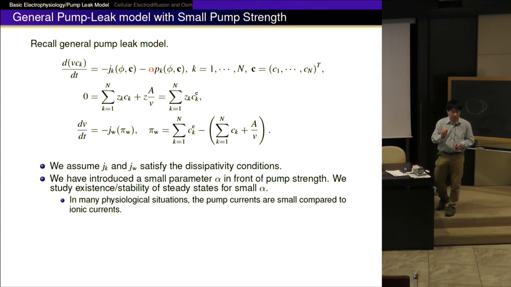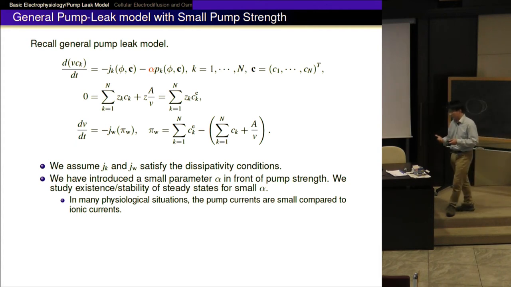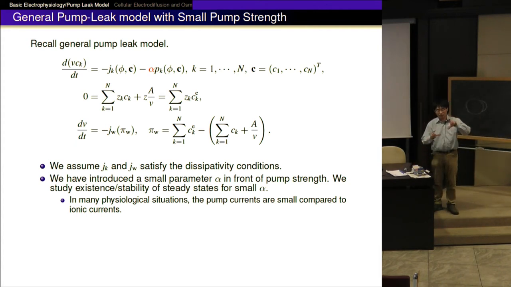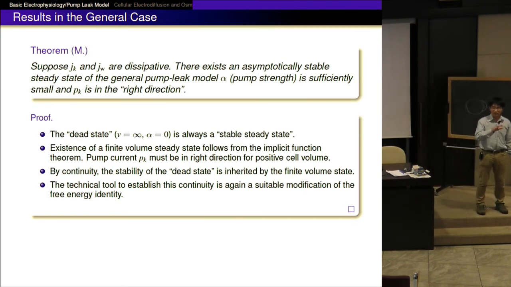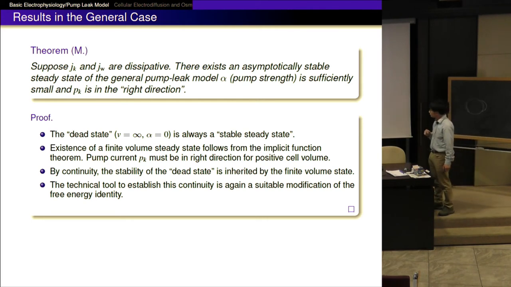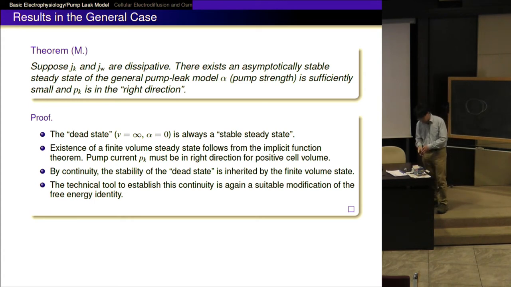That is what happens when the pump strengths are small relative to the currents that flow through when the voltage is on the order of the thermal voltage. This is probably a realistic assumption, at least in a big majority of cases. In this case, you can show that there at least exists an asymptotically stable steady state if the pump leak strength is small, and the proof goes like this.